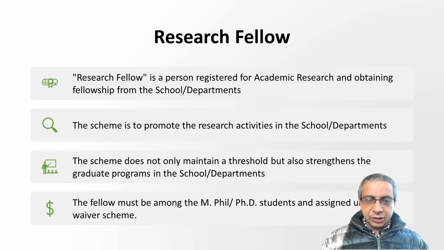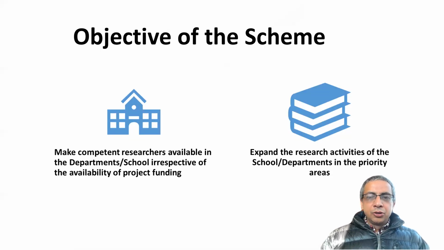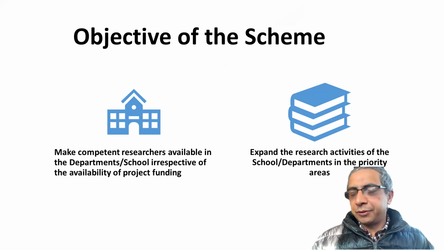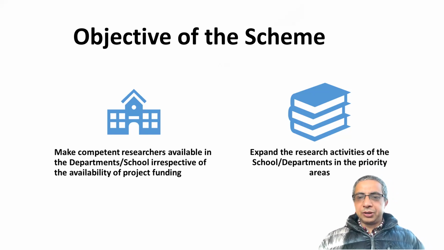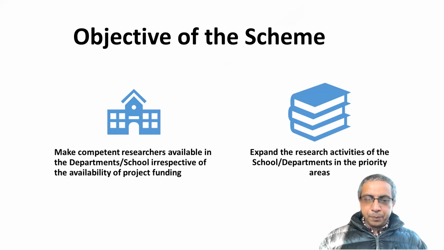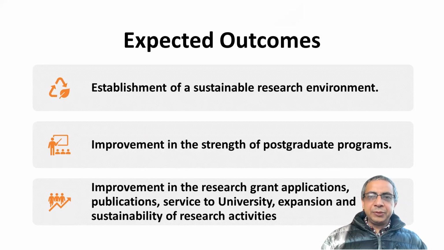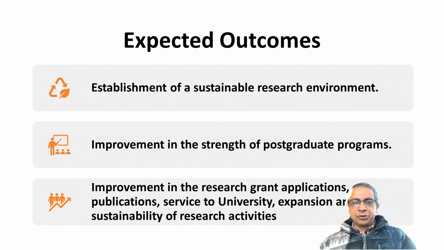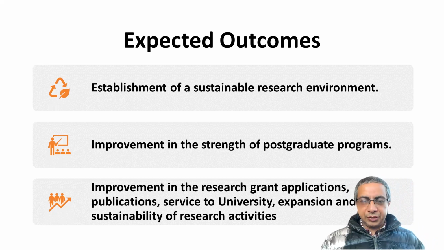So let me explain this a little further. The objective of the scheme is to make competent resources available in the departments or the school, irrespective of the availability of research funding, and to expand the research activities of the school in the priority areas. The expected outcomes of this research fellow scheme are the establishment of a sustainable research environment, improvement in the strength of postgraduate programs, and improvement in research grant applications, publications, and service to the university, and expansion and sustainability of research activities.